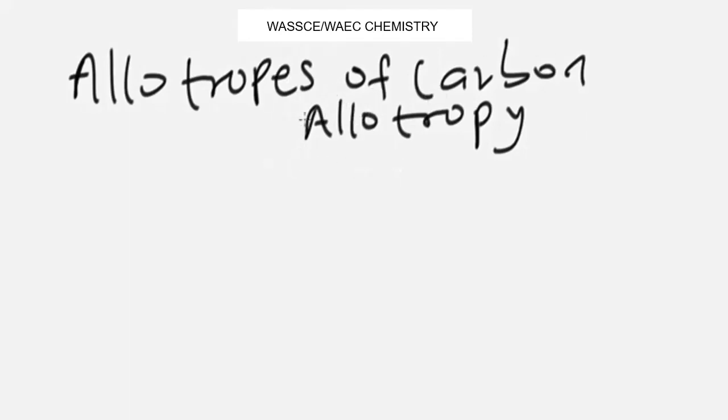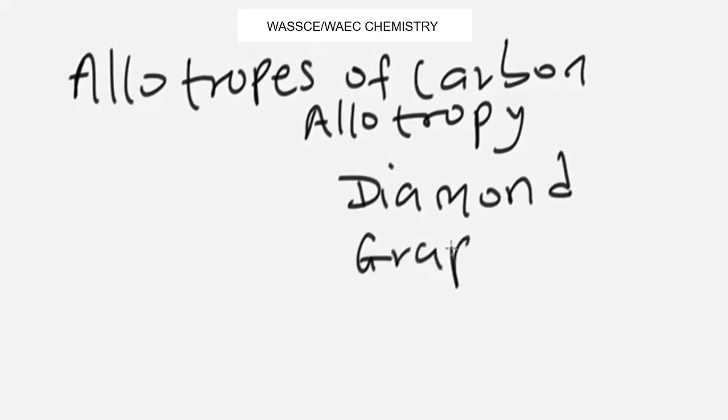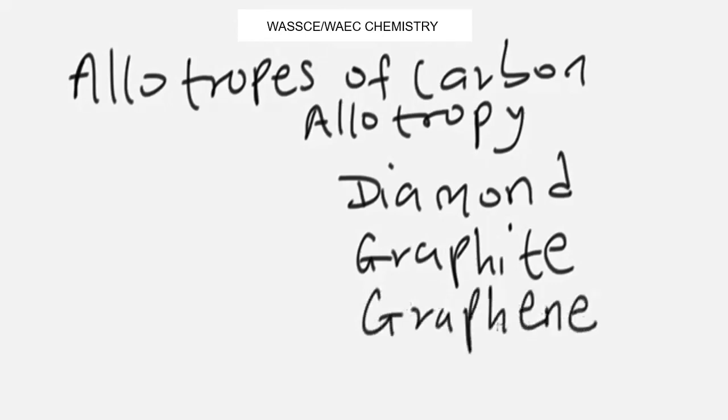Now, let's look at the allotropes of carbon. We have basically 4 allotropes of carbon you have to know. There are others, but you just have to know these 4. The first one is diamond. The second one is graphite. The third one is graphene. The fourth one is fullerene, or fullerenes.